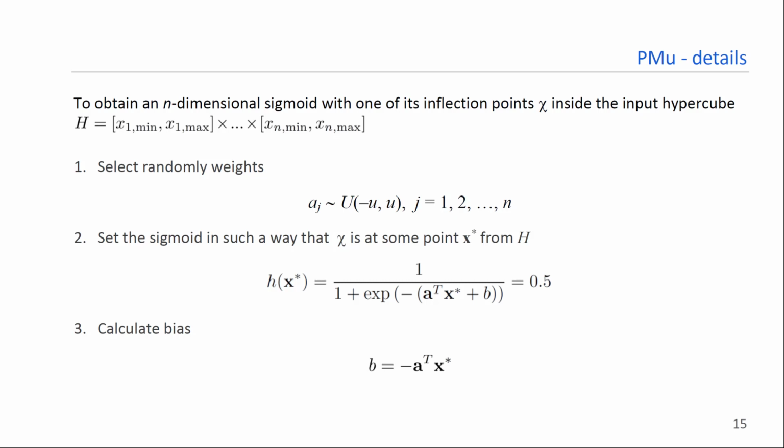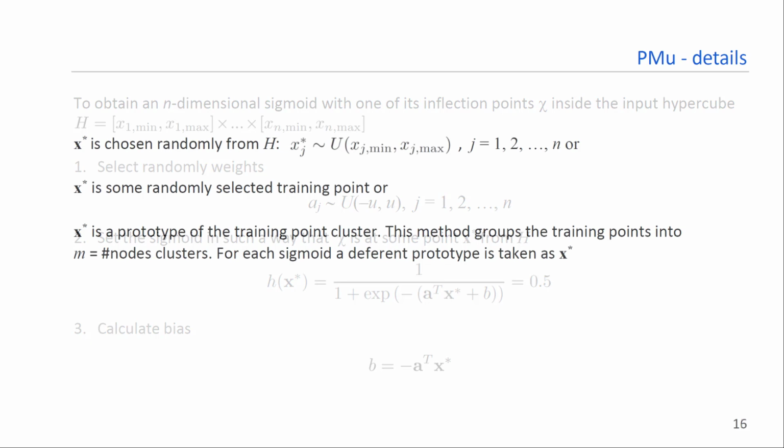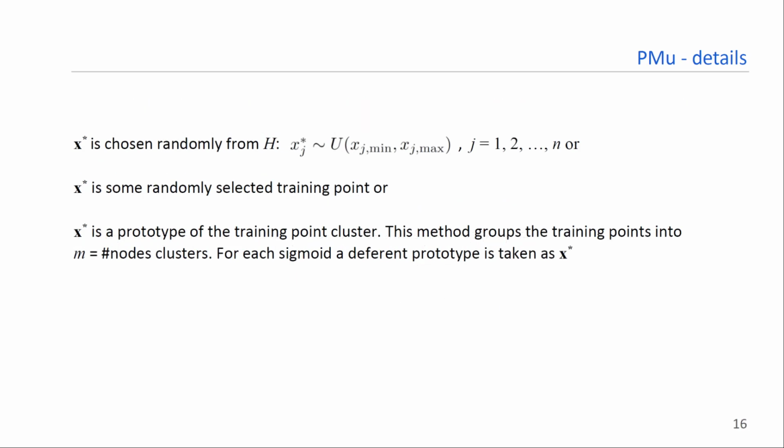randomly weights from the symmetrical interval, whose border value is adjusted to the target function. Then we set the sigmoid in such a way that chi is at some point x asterisk from H. From this equation we obtain the equation for bias. Thus the bias is dependent on the weights selected first. Point x asterisk can be selected as a randomly chosen point from H. This method is suitable when the input points are evenly distributed in H.